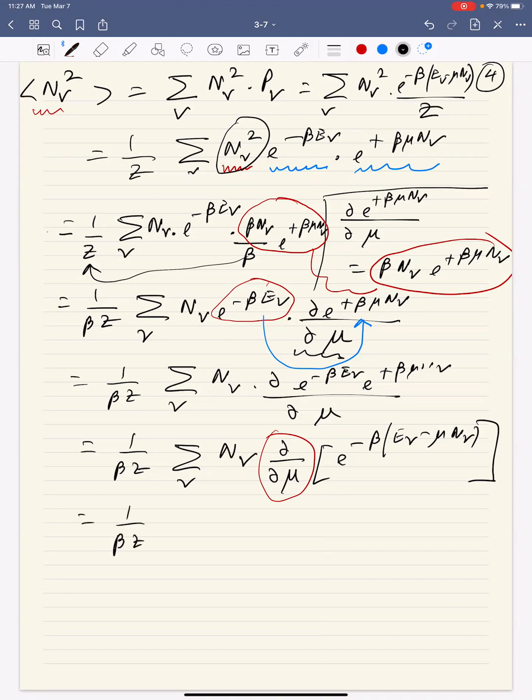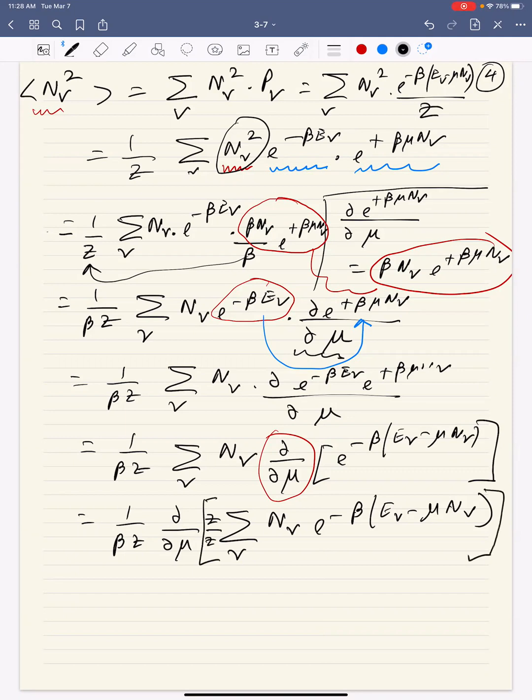This becomes 1 over beta z, partial by partial mu, summation over nu, n nu e to the power minus beta e nu minus mu n nu. And now the final trick I'm going to do is to multiply and divide by z inside here. Okay. I cannot put z outside. I cannot take this z and bring it inside over here. Why can't I do that? Z depends on mu, right?